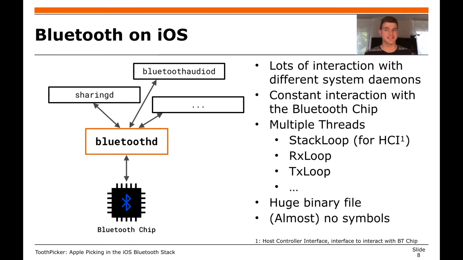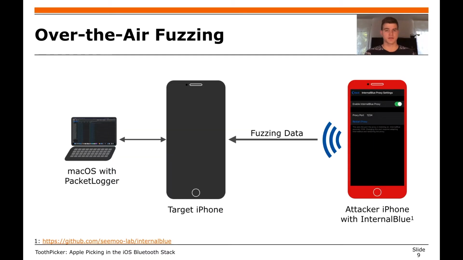So what you can easily do now is implement an over-the-air fuzzer. You can just take any device that is capable of generating Bluetooth traffic and then connect to your target iPhone. And over this Bluetooth connection, you can then just generate random Bluetooth data and send it over.